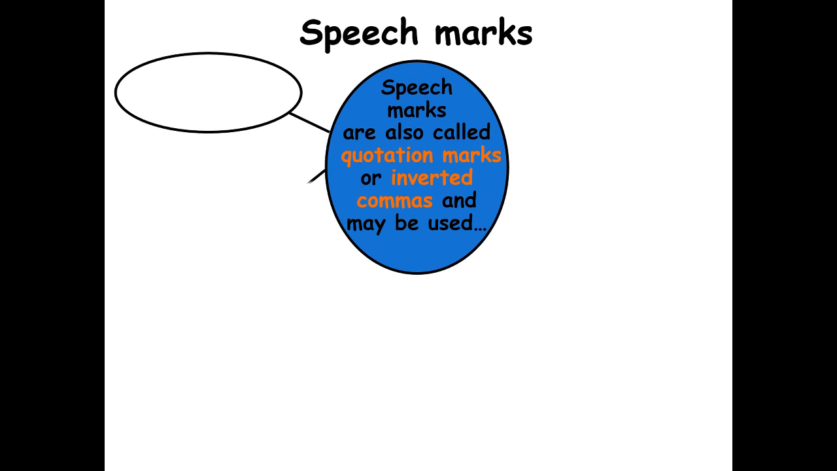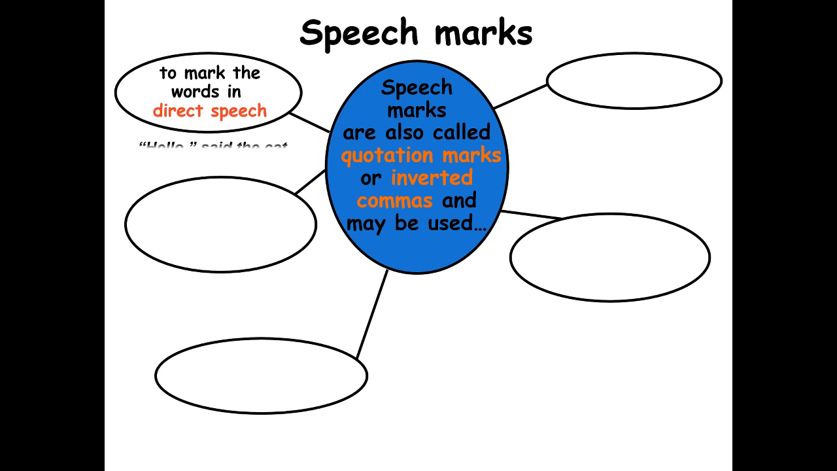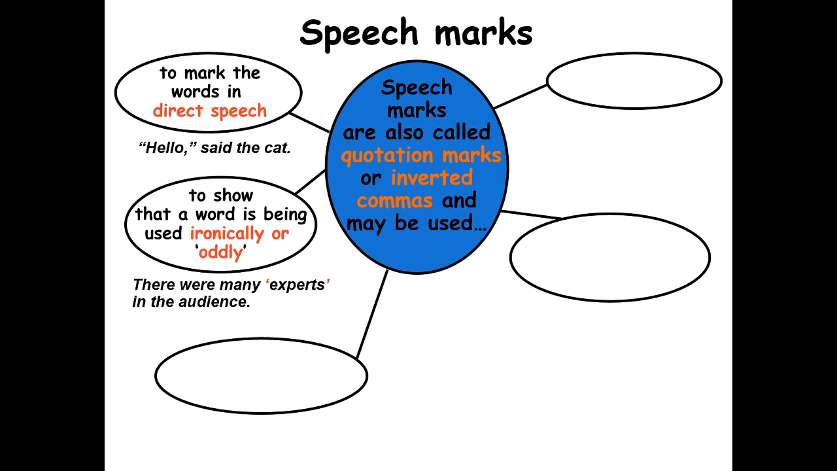Speech marks are also called quotation marks or inverted commas and may be used how? To mark the words in direct speech, as we previously saw on the previous slide. To show that a word is being used ironically or oddly, for example, there were many "experts" in the audience. Nowadays, when we are speaking also, we sometimes say "experts" in the audience. That is not actually using the word in its original meaning, to show that a word is being used ironically or oddly.